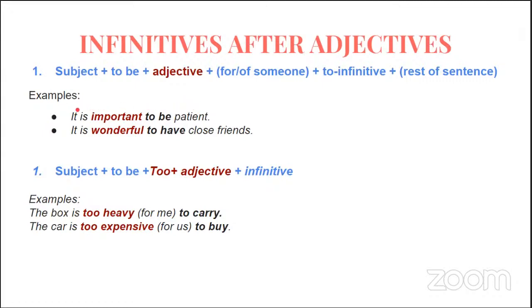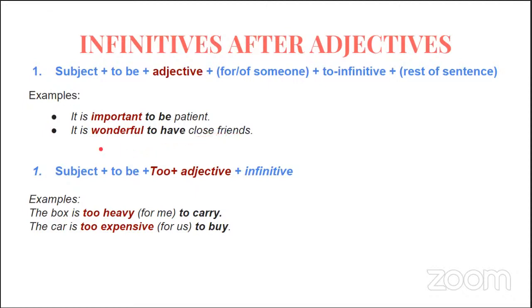As you see here, we have a subject, verb to be, adjective, infinitive, and the rest of the sentence, the complement. Again, it is wonderful to have close friends. Subject, verb to be, adjective, infinitive, and the complement.